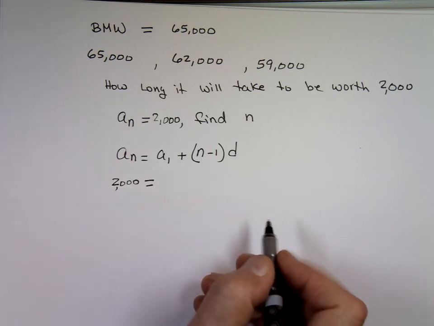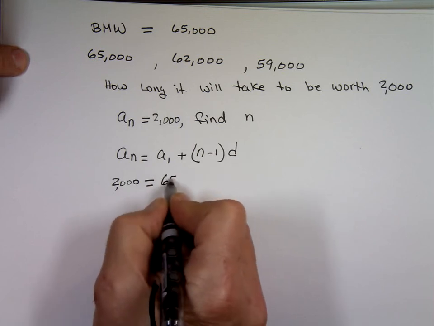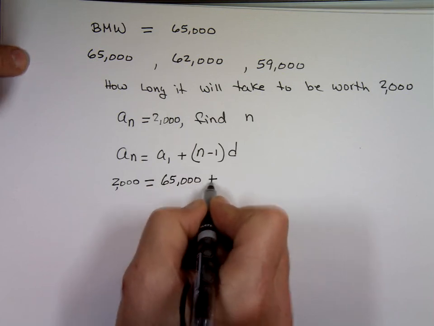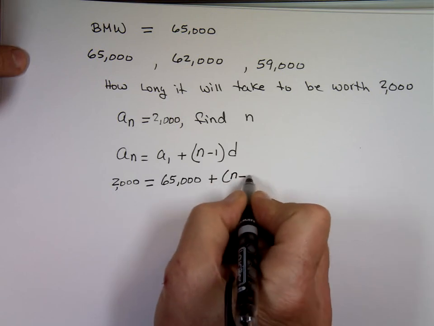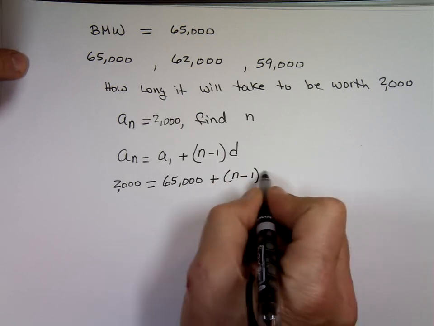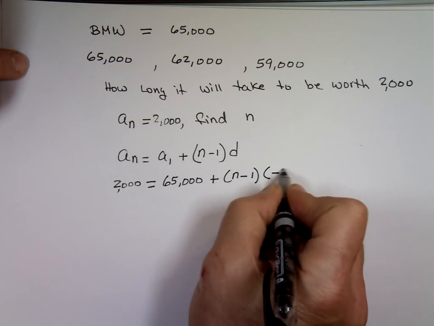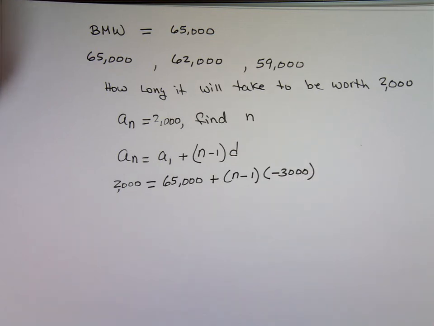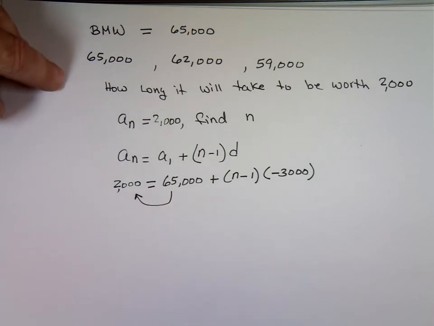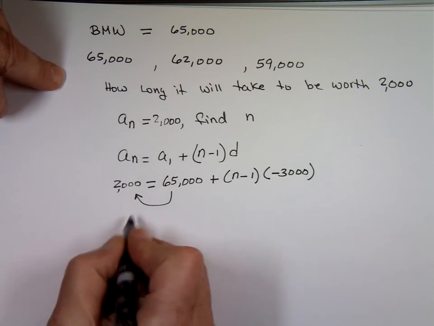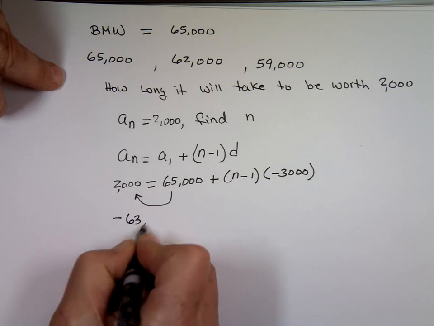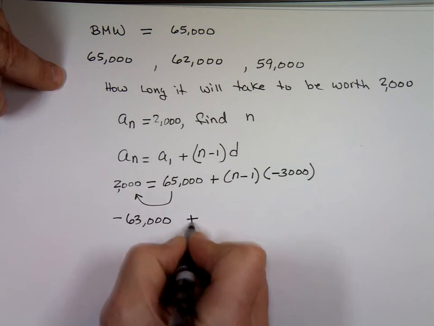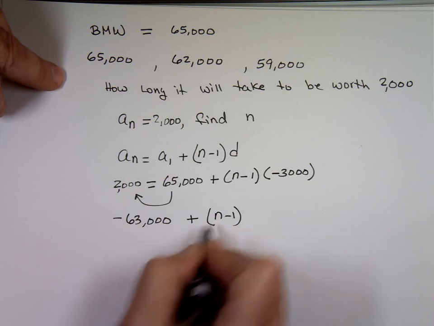What's A1? 65,000 plus N minus 1. We don't know what N is. We're looking for it. AN is 2,000. And what's D here? Negative 3,000. Now you're going to solve it for N. Move that number down there. 2,000 minus 65,000 is what? Negative 63,000 equals N minus 1 times negative 3,000.